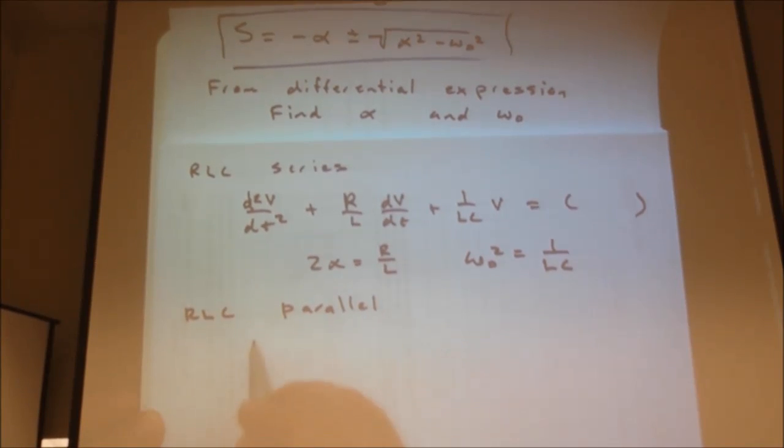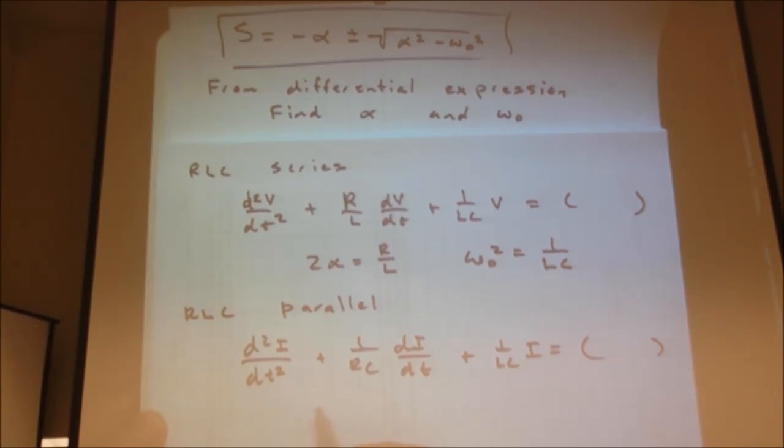But we'll look at the RLC parallel for a moment. And again, we can look at current in this case, and I can leave it general once again. And again, some source term on the right side, in this case 2 alpha equals 1 over RC, and omega naught squared equals 1 over LC. And we can go on and on.